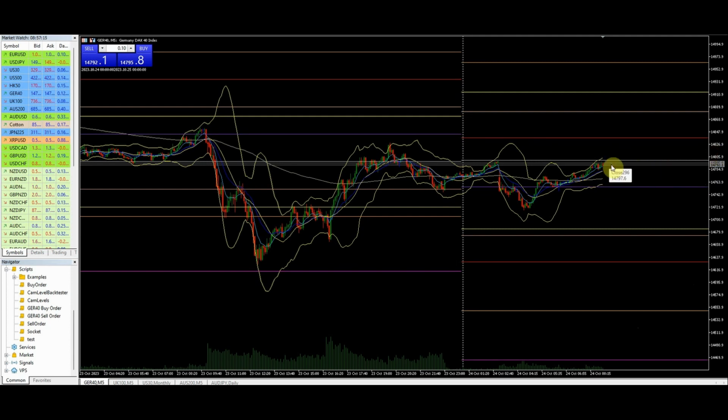We can also see rejection off each of these levels. So it's really about forming an opinion, and some days are far easier to trade than others. So sometimes it is better to sit and wait for a better opportunity.